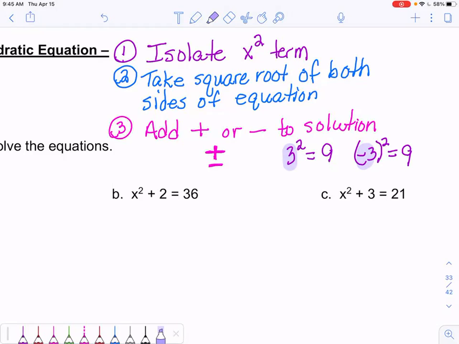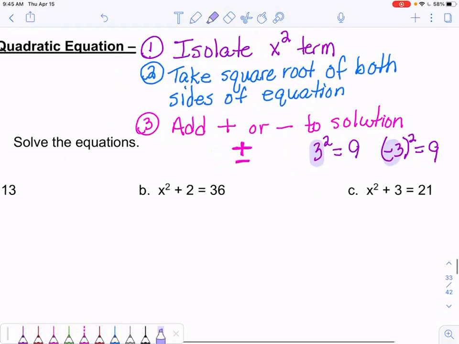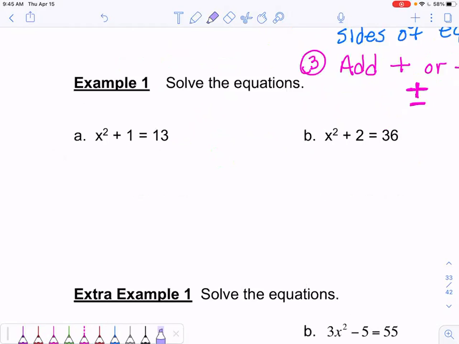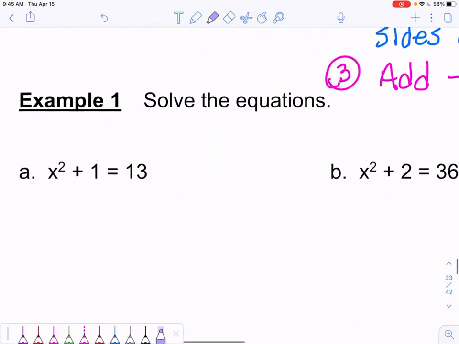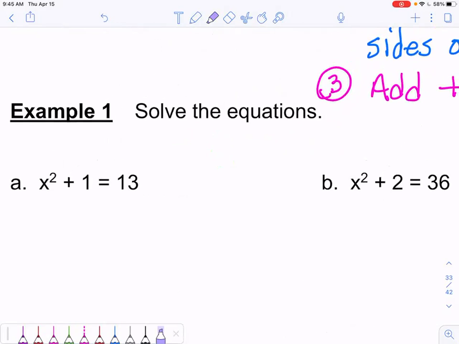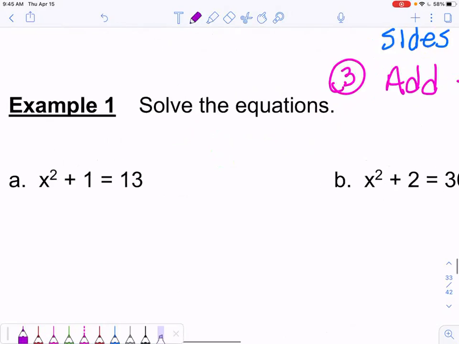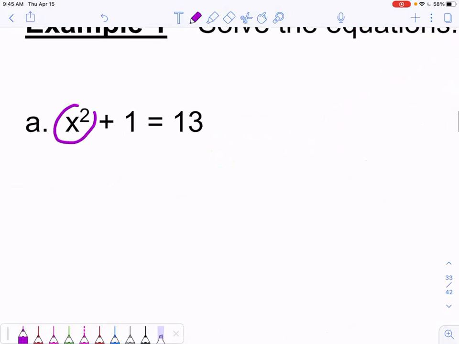So we're going to see if we can solve these first 3 equations, which are considered really one-step equations to isolate the x squared. And then they get a little more interesting in the second group. But look at the first example. We have x squared plus 1 equals 13. Peyton, how would you get the x squared by itself? So here is x squared. How do you think you would isolate that or get it by itself? What could you take away from it to move to the other side?